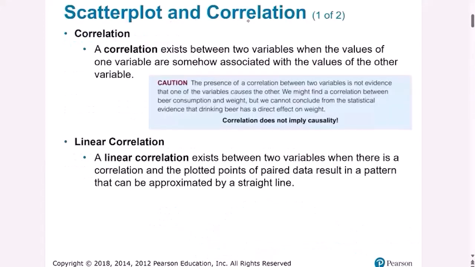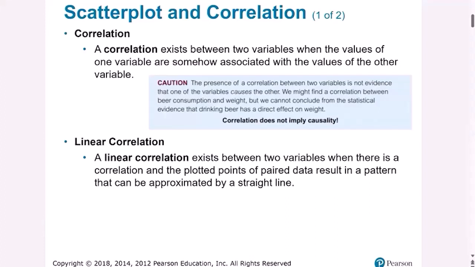A scatter plot and correlation. A correlation exists between two variables. We just talked about two different variables, age and hair length, when the values of one variable are somehow associated with the values of the other variable. Here's one thing to be cautious about. The presence of a correlation between two variables is not evidence that one of the variables causes the other. We might find a correlation between beer consumption and weight, but we cannot conclude from the statistical evidence that drinking beer has a direct effect on weight.